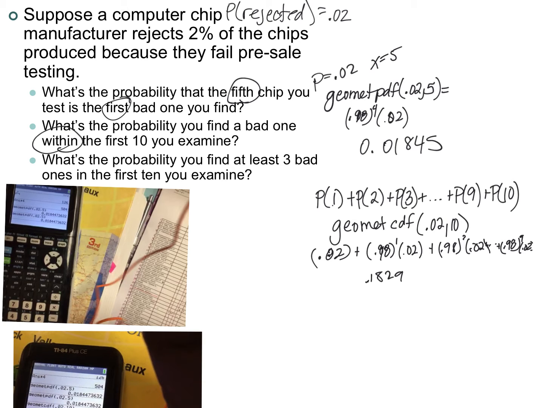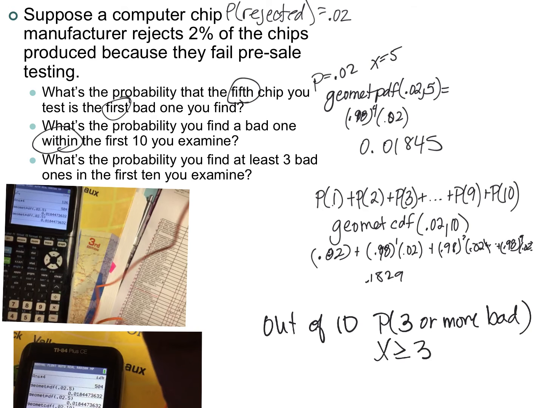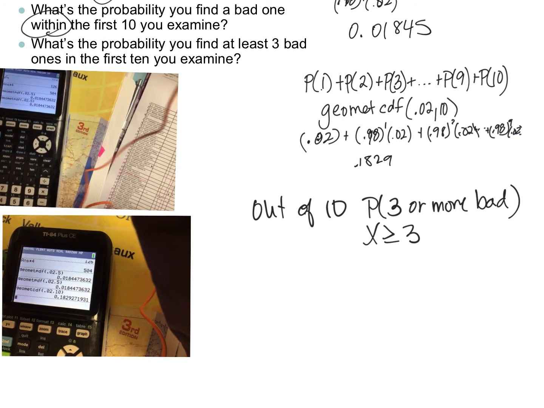And then lastly, what's the probability you find at least 3 bad ones in the first 10 we examine? Now we are saying if I examine 10, so out of 10, what's the probability that I have 3 or more bad ones? Right, so that's x is greater than or equal to 3. Remember we talked about if x is greater than or equal to 3, the complement of that is 1 minus x is less than or equal to 2. Because I wanted to add 3, 4, 5, 6, 7, 8, 9, and 10. So I need to subtract off the 2, the 0, and the 1.